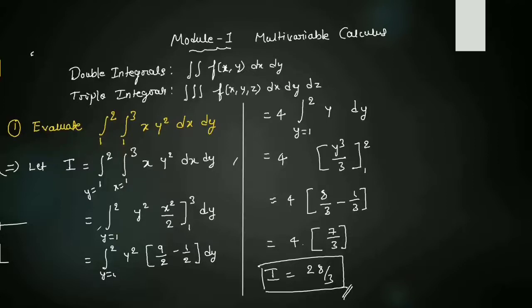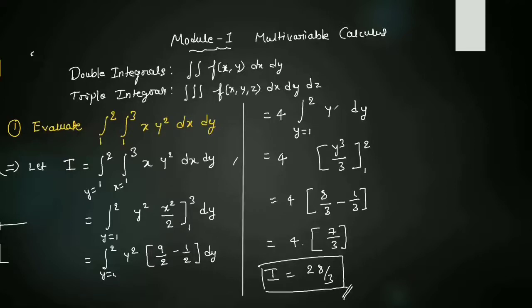And first we have to integrate with respect to x, keeping y as a constant. So y square is kept as a constant. The integration of x is x square by 2, and the limits are 1 to 3, and dy is kept as it is. In place of x, if we substitute 3, it is 9 by 2, minus, if we substitute 1, it is 1 by 2. So 2 is the LCM, 9 minus 1 is 8, 8 by 2 is 4. That 4 we have taken outside and the remaining term is as it is.